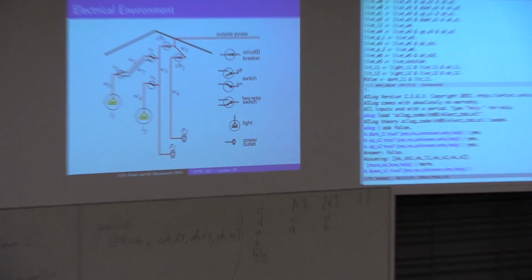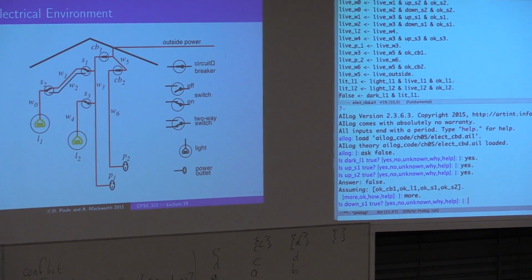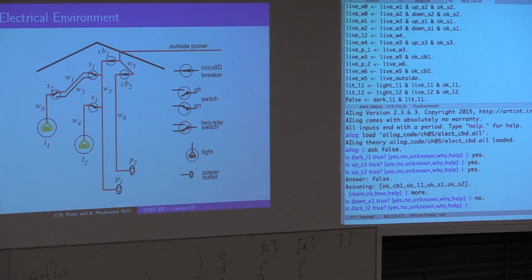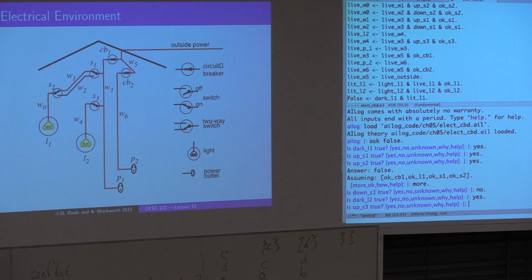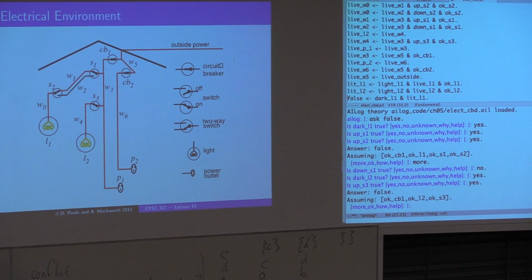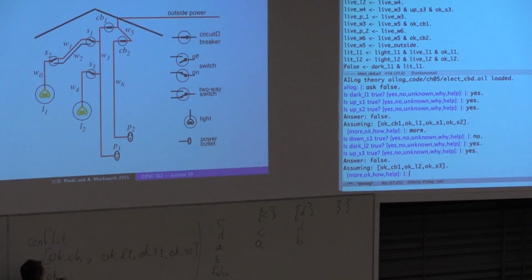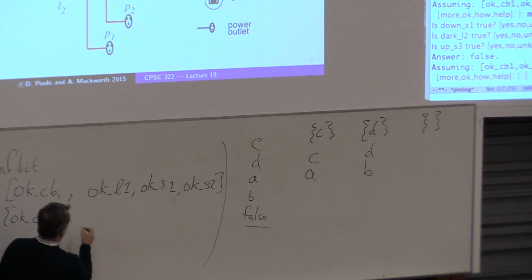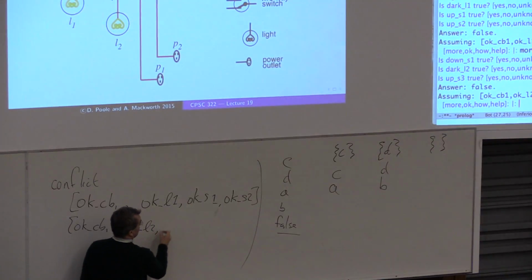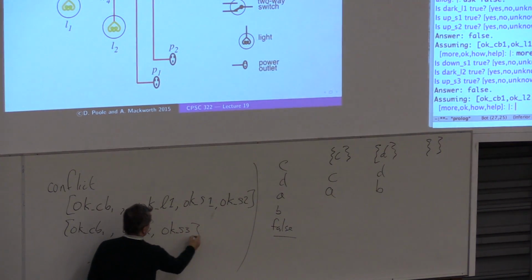Is down S1 true? The answer is no. Then we're going to ask, is L2 dark? Let's say it's yes. Is S3 up? The answer, I think, is yes. And now we're going to get another conflict. Assuming this, we're going to say it can't be the fact that OK CB1 and OK L2 and OK S3 are all okay.